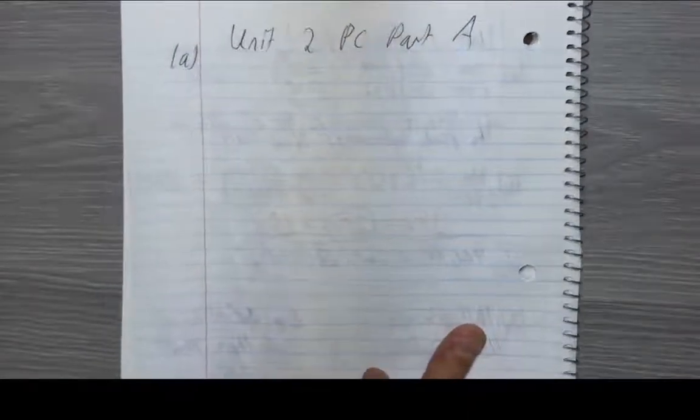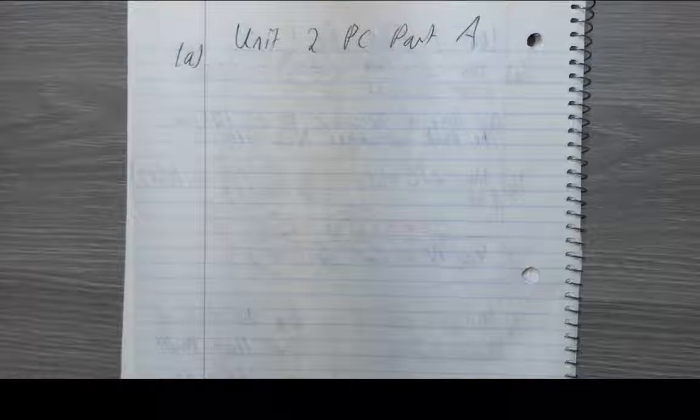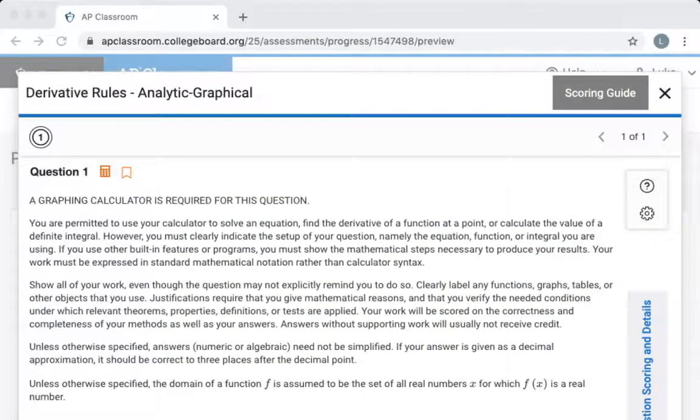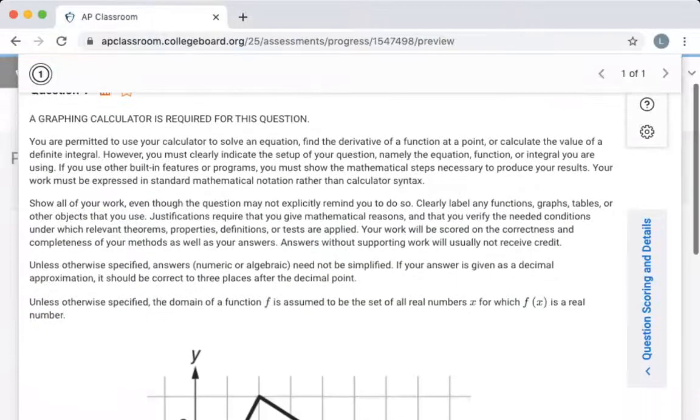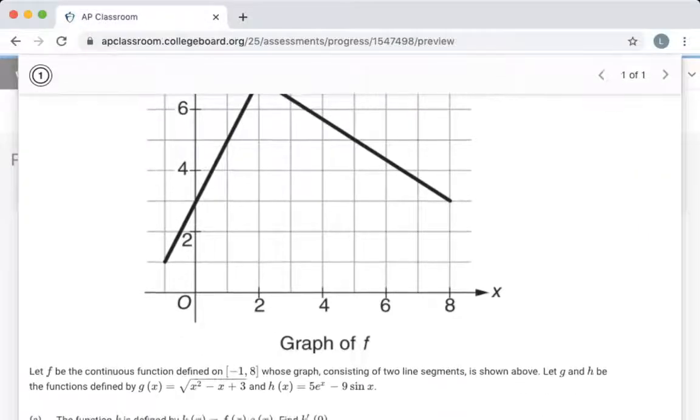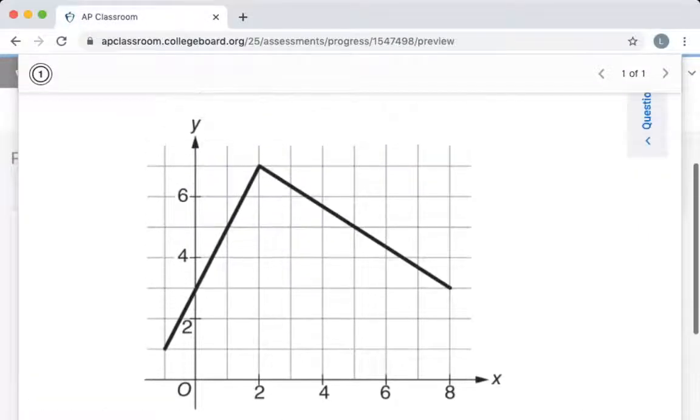Right, make sure my notebook's all good. Okay, this one you can use your calculator on. Again, obviously you'll always be able to use your calculator in this year's AP exam, but just so you guys know, if you were to use this, just know you can use it. There's a lot going on in this question.